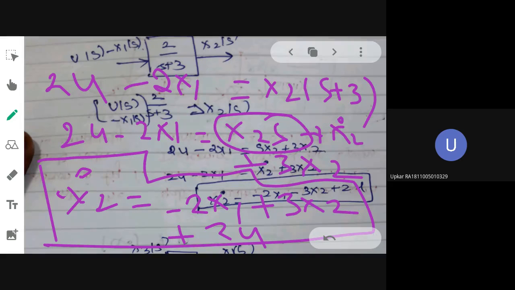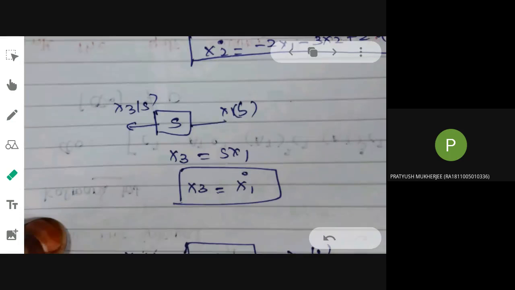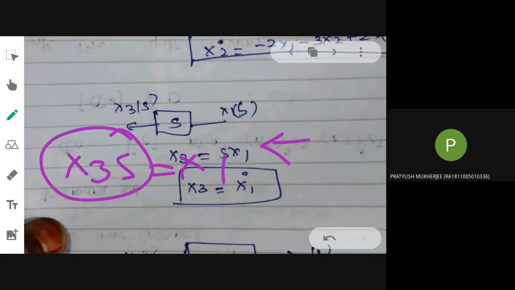Yes or no? So you got x2 dot. Similarly, you need to get x1 dot and x3 dot. Understood? Yes, ma'am. Okay, next, from the second block diagram that you have written, again x3s is equal to x1. So how can you write x3s? Same way.